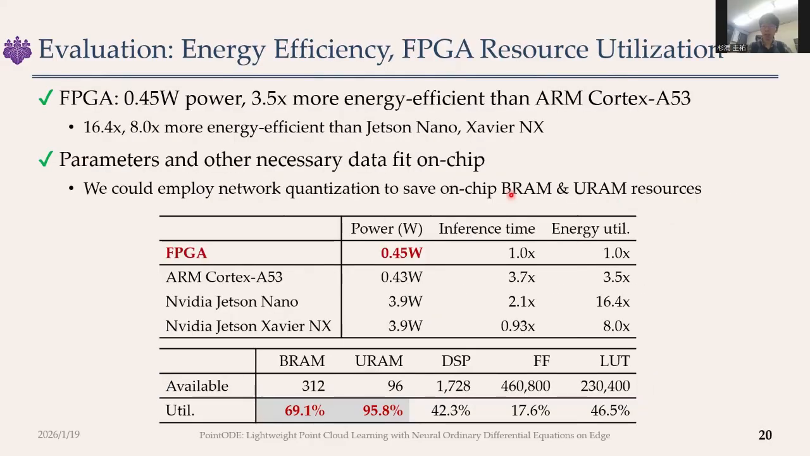And our FPGA implementation only consumes 450 milliwatts of power, and it is 3.5 times more energy efficient than ARM Cortex CPU. In addition, our implementation is 16 times and 8 times more energy efficient than NVIDIA Jetson Nano and Xavier NX. Thanks to the low number of parameters, we can store parameters and other necessary data on BRAM and URAM resources. We could employ neural network quantization techniques to further save on-chip memory.